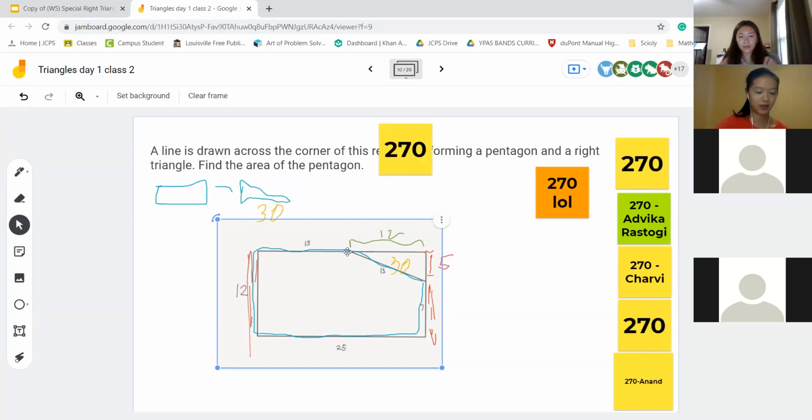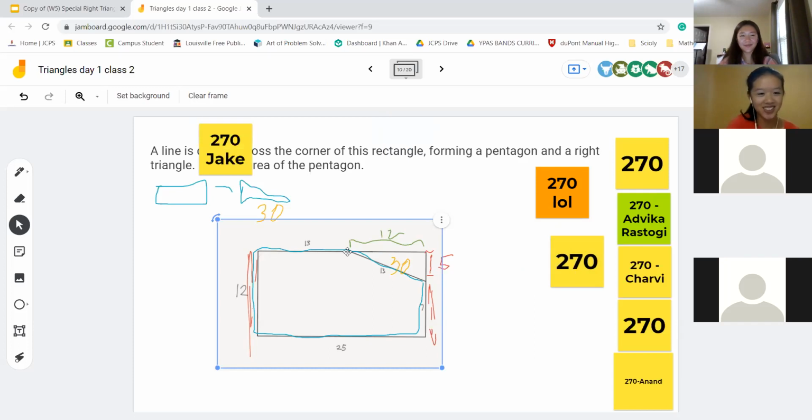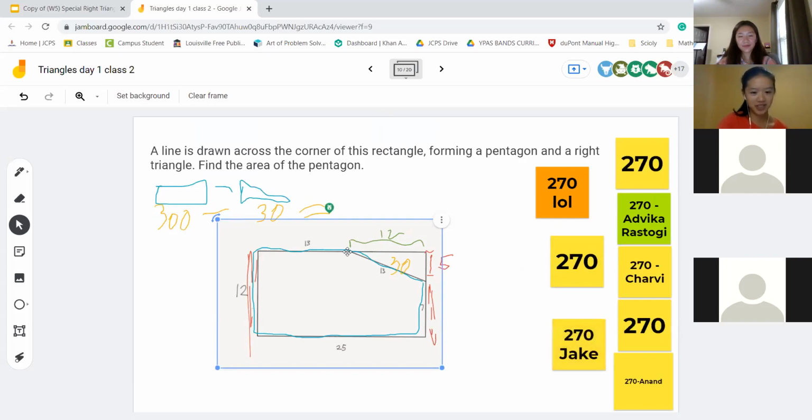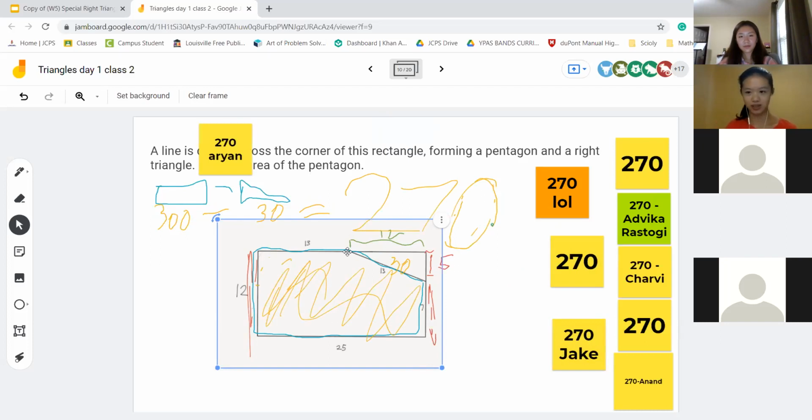That's just 12 times 25, which is, dang it, I blanked out. Oh, 300. Okay, it's 300. So it's just 300 minus 30 now. So the area of this weird pentagon region that's really hard to find is just 270. So we didn't need to do any really fancy stuff to find the area of the pentagon. We just needed to find the triangle and the rectangle and then subtract them.